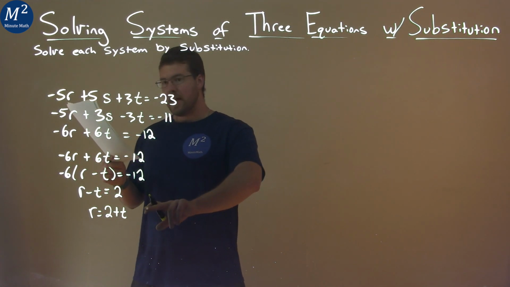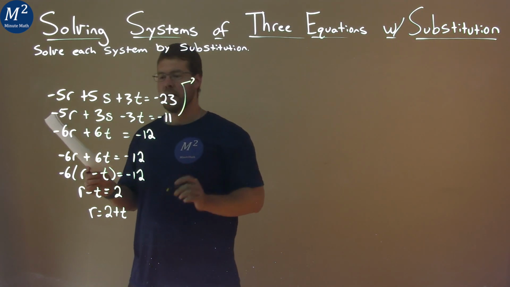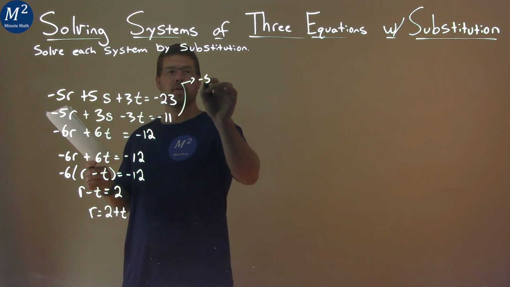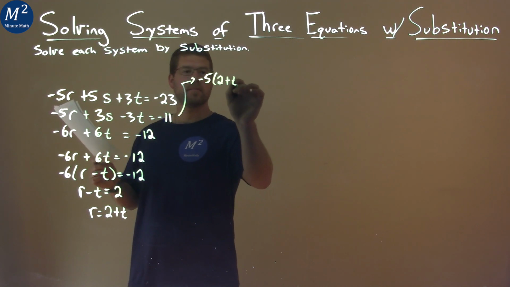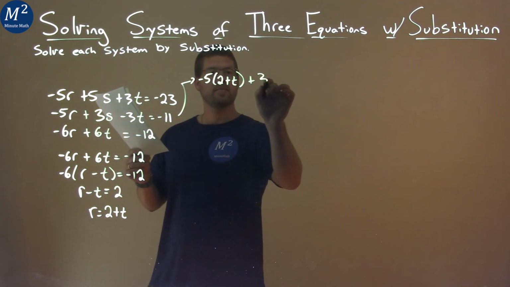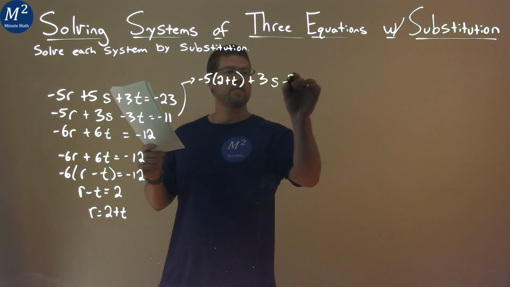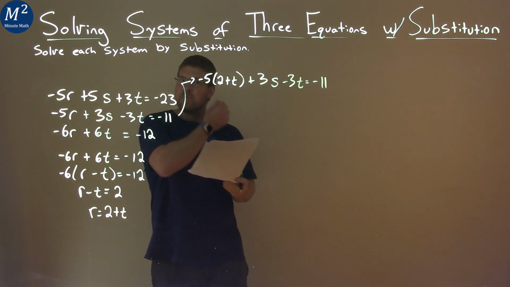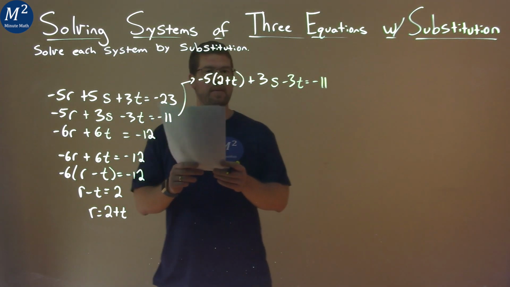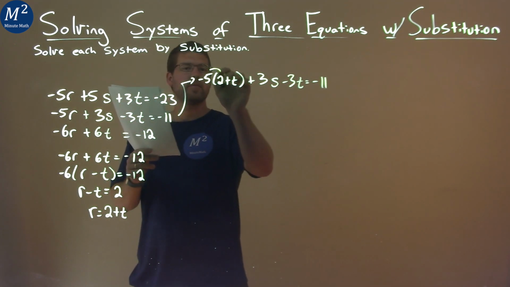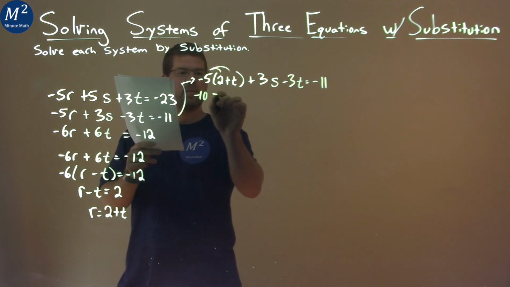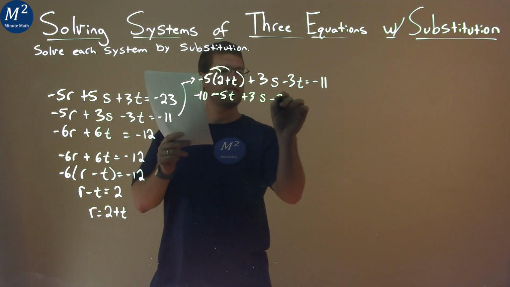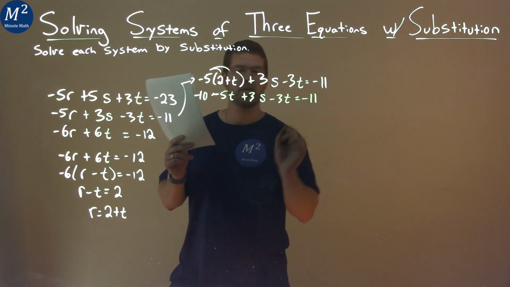So what we're now going to look at is the second equation. I'm going to take this value of 2 plus t, and I'm going to plug it in for r. So we have negative 5, and then instead of r, I have 2 plus t, then plus 3s, and then minus 3t equals negative 11. And now we're going to simplify this as much as we can. Let's try to get s by itself. So distribute the negative 5 over, and we have negative 10 minus 5t. Then we have plus 3s minus 3t equals negative 11.